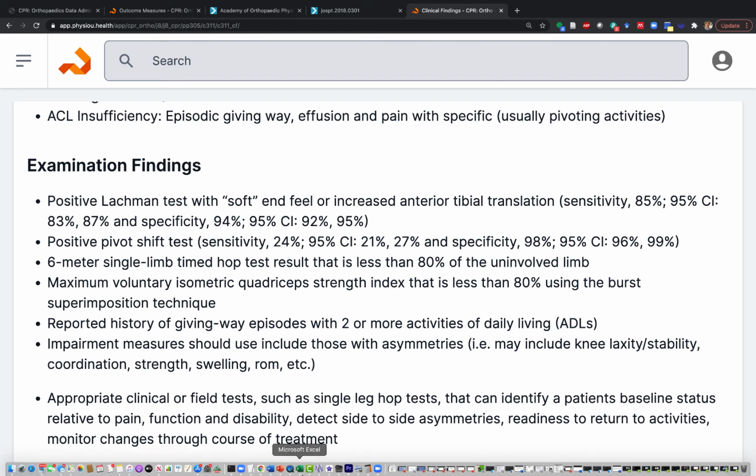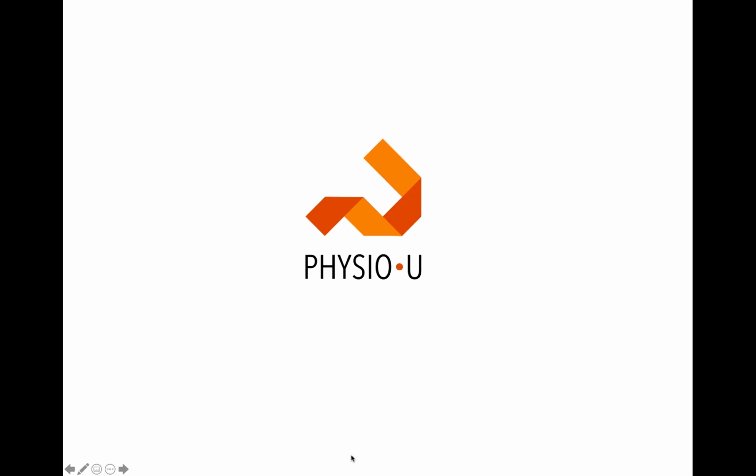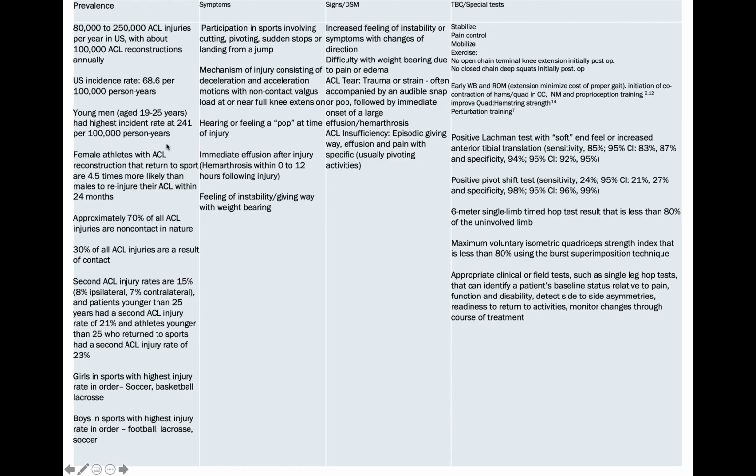So if we look back to the PowerPoint for a second, all of that is what we just talked about in summary. And what I want you to note is, because this is a motor coordination, stability and motor coordination impairment.